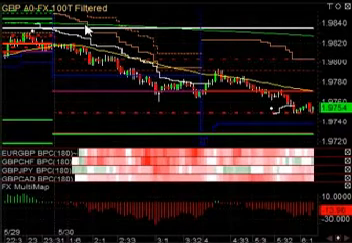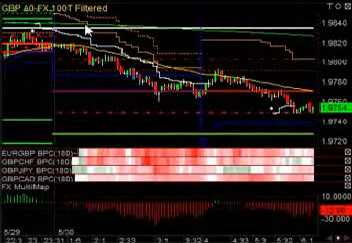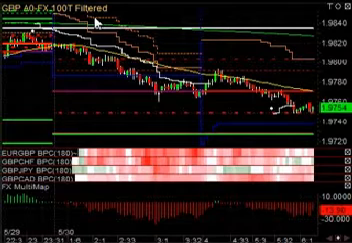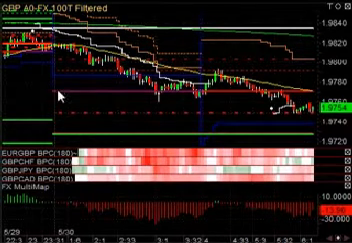Pound US dollar. This blue line right here is the 4-hour statistical low. The orange line on the top is the 4-hour statistical high. The dotted line is the 95% likely high for that hour. This dotted blue line on the bottom is the 95% statistical likely low.